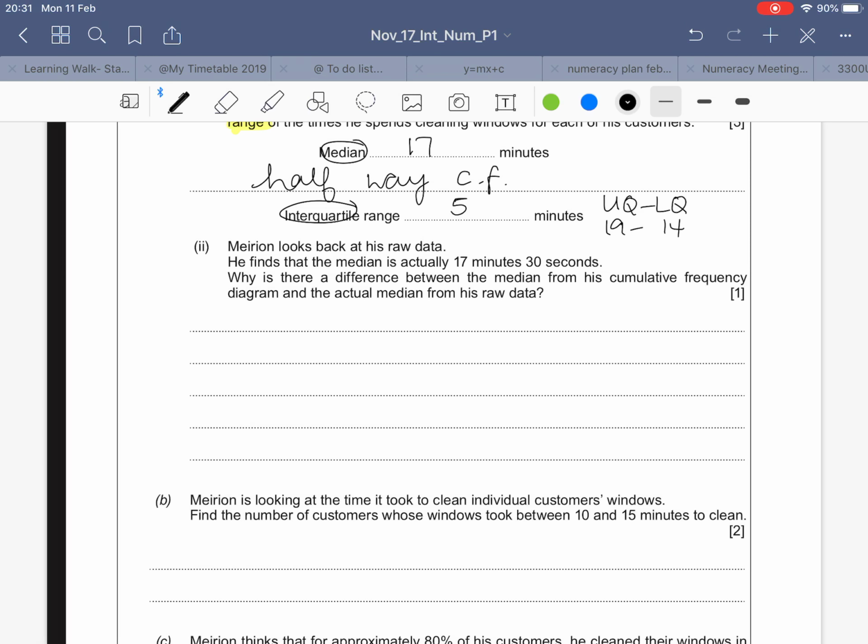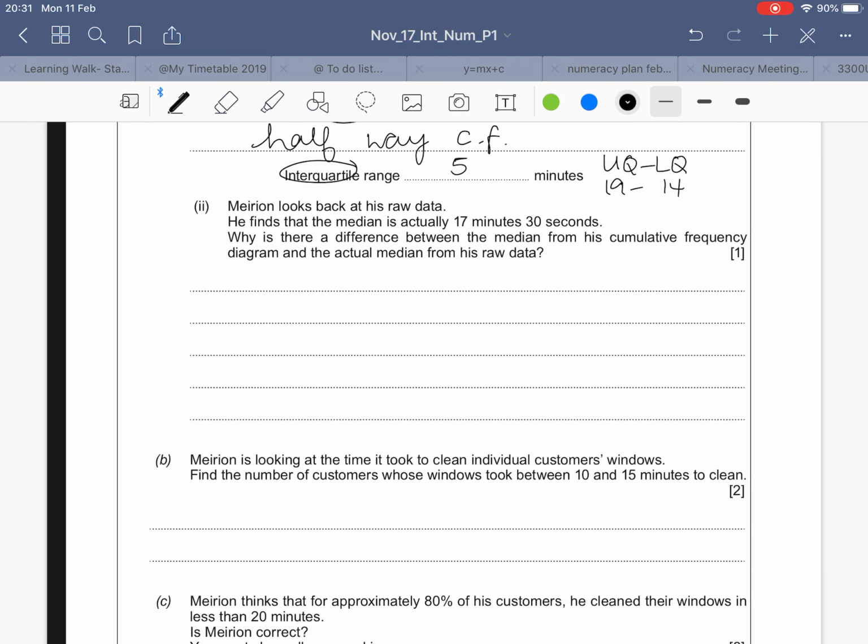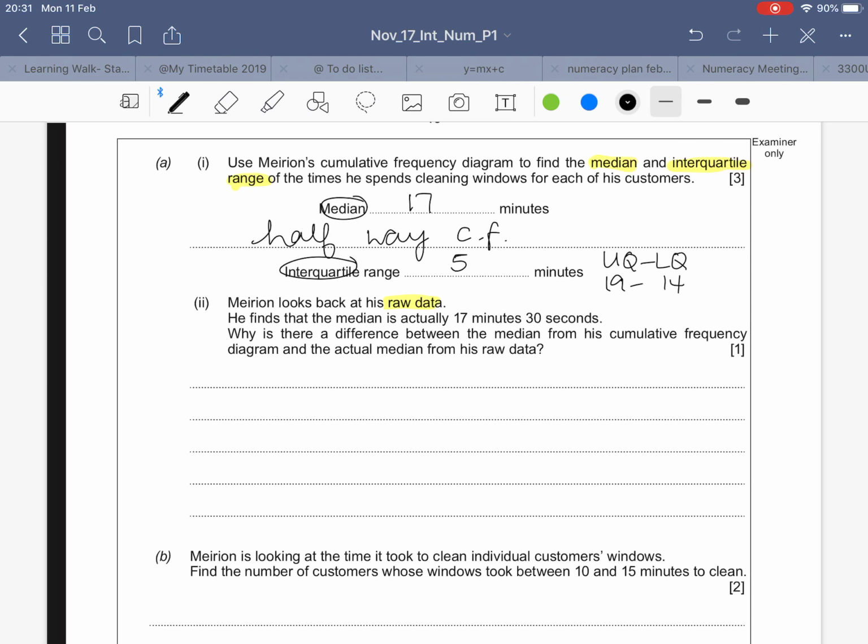Part 2. Myrion looks back at his raw data. So he's looked back at all the numbers he had when he was doing the actual window cleaning. He finds that the median is actually 17 minutes 30. Why is there this difference between the one off the diagram and the actual raw data? Well, raw data is always more detailed than the graph. The data is being grouped to make the graph, and the actual times have been lost.